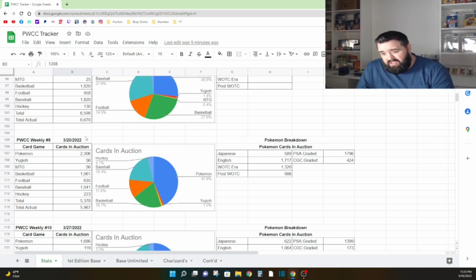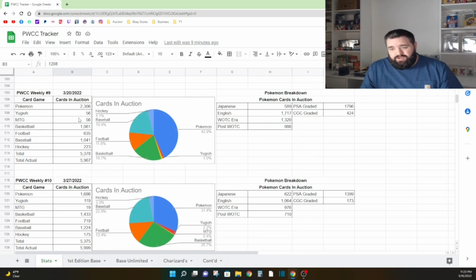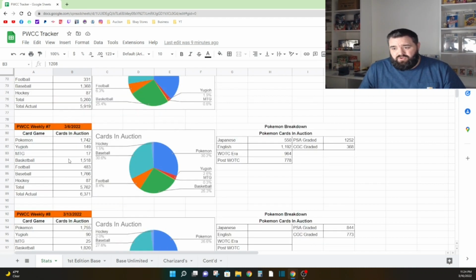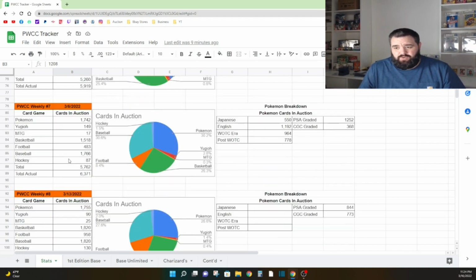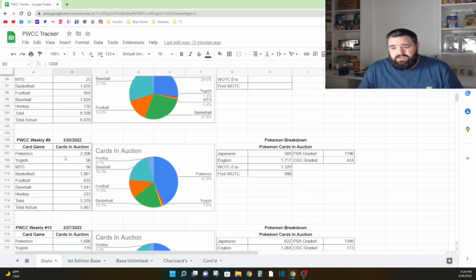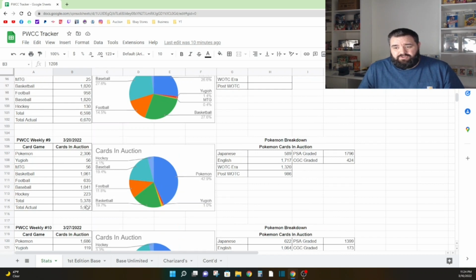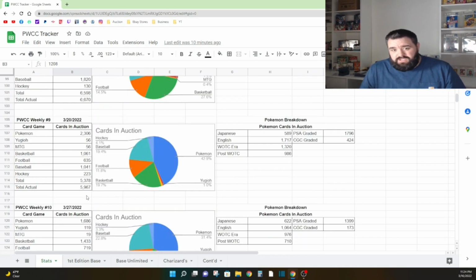So, looking at week 9, we have 2,300 Pokemon cards, a total of only 5,900 cards. We've been averaging well over about 6,000 every week, except for some of the earlier ones. But basically, the last 2 weeks have been about 6,300, 6,700 cards, and we're below 6,000, and Pokemon's at 2,300. So we're almost half of the entire auction in Pokemon, which is insane.